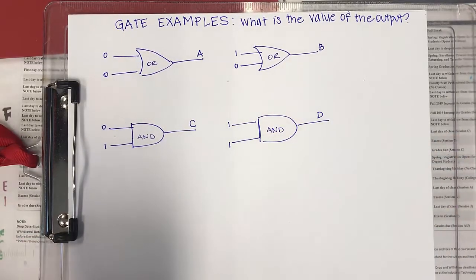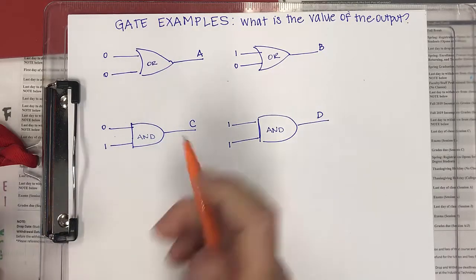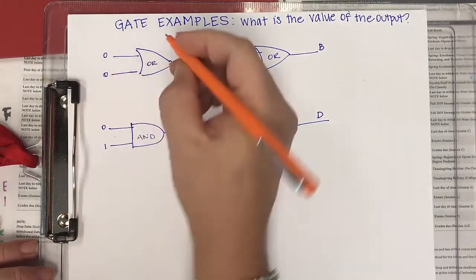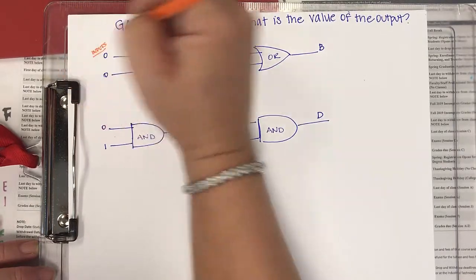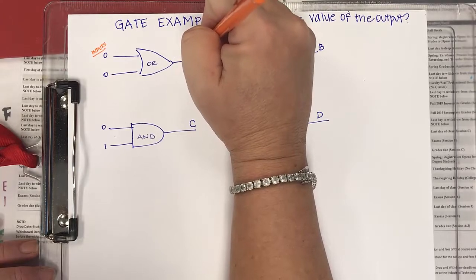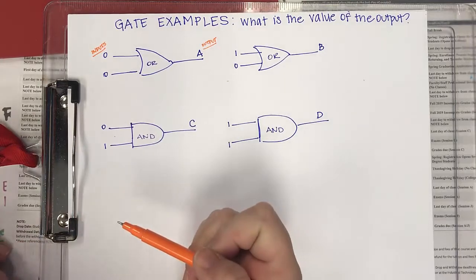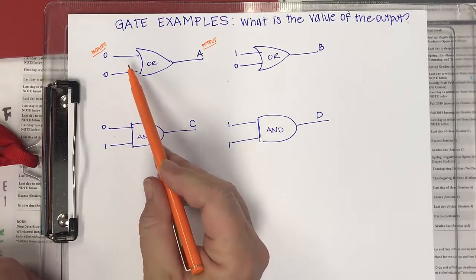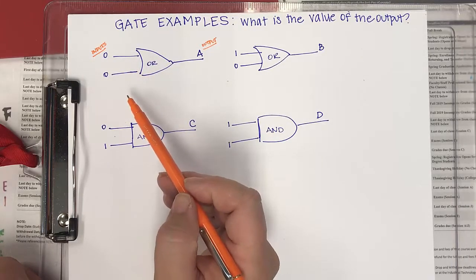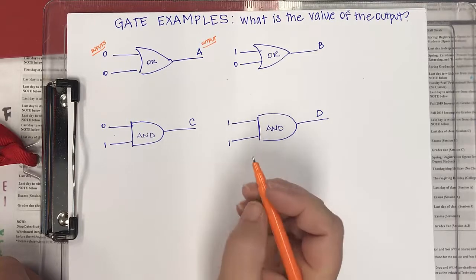Right, so let's talk about what these outputs would be. Remember that these are the inputs here, and this is the output. Now we're just looking at a 2 input to keep it simple. So an OR gate would be if either one of the inputs was true, the output would be true.